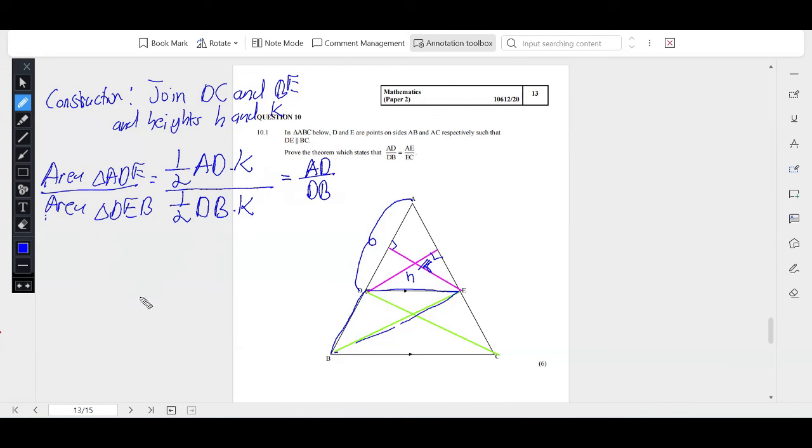Then we go to the second part. Say, okay, now let's go to area again of triangle ADE over the area of triangle. Now we are left with this one, DEC, right? Triangle DEC. Now again, if we are looking at DEC, we can tell that our perpendicular height is H, right? So also this one is in this fashion.